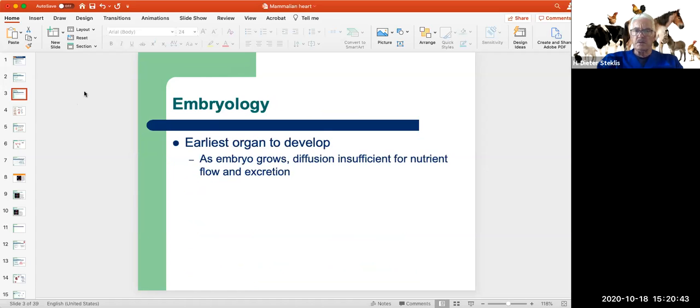But let's turn here to a consideration of the development of the mammalian heart. It's embryology, as it's called. Now, the heart is one of the first organs to develop.